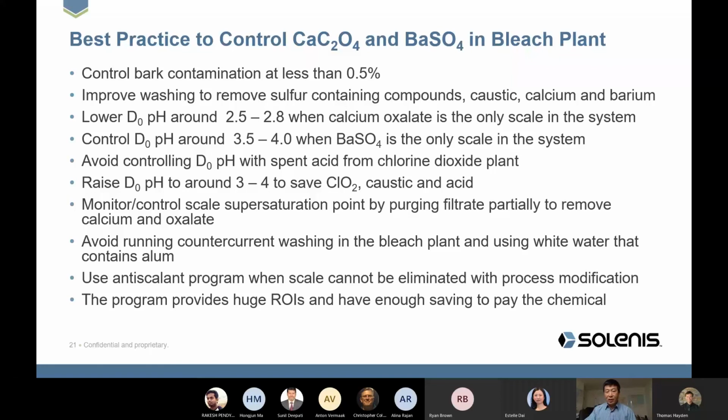Avoid running concurrent washing, and also use an anti-scalant program, which is scale control, when the scale cannot be eliminated with process modification. The program also provides a huge ROI and enough savings to pay for the chemical itself, so you don't have to have extra budget.